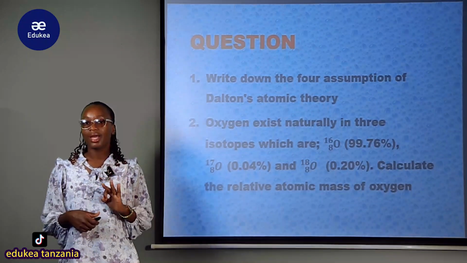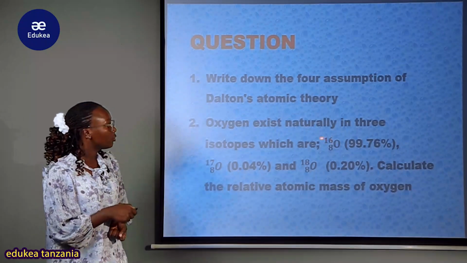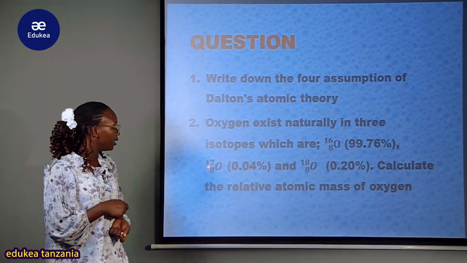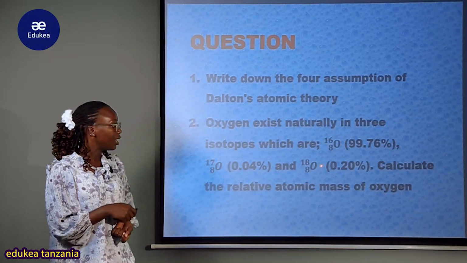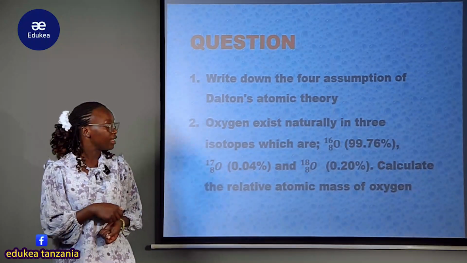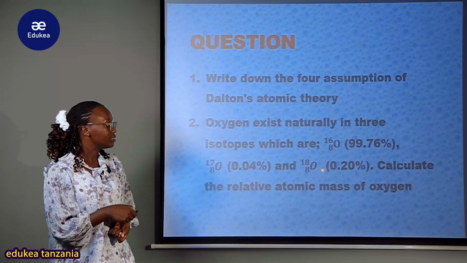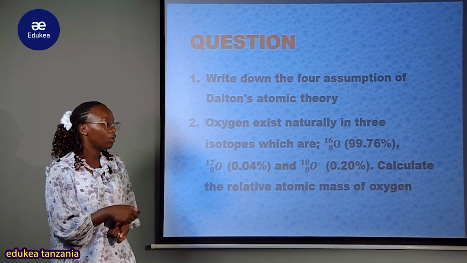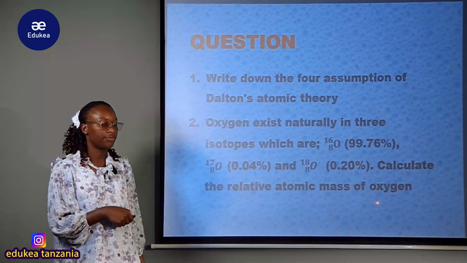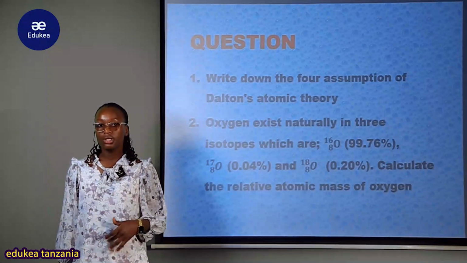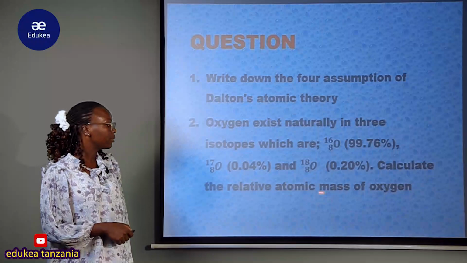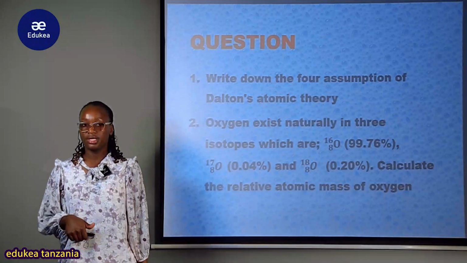Kwamba tumeambiwa ina 3 isotopes. Ya kwanza tumeona hii hapa ina superscript ya 16, ya pili ina superscript ya 17, ya tatu ina superscript ya 18 with the percentage abundance ambayo ni 0.20%. So calculate the relative atomic mass of the oxygen. The question needs you to calculate the relative atomic mass of the oxygen.